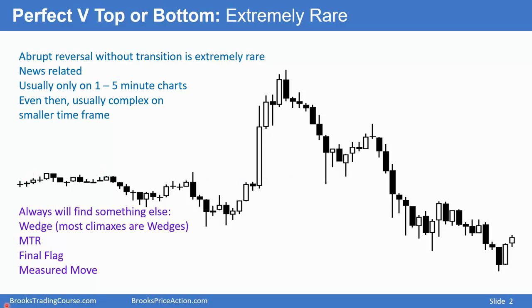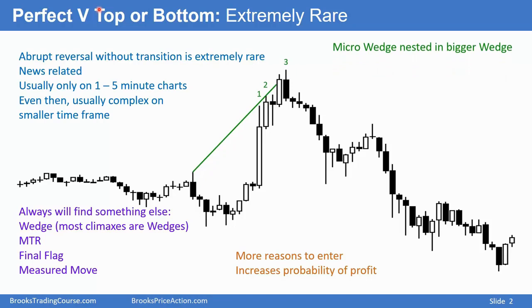For example, if this was a bull trend and then a trading range, this would be a higher high major trend reversal. There's also a parabolic wedge, 1, 2, 3, and then there's a smaller wedge on a smaller time frame chart. We went up, we went down, we went up, we went down, we went up. The more reasons to enter on the reversal on the sell, the higher the probability that you'll make money. Wedge, 1, 2, 3. And it's subdivided into a smaller wedge, 1, down, 2, down, 3, a nested wedge.